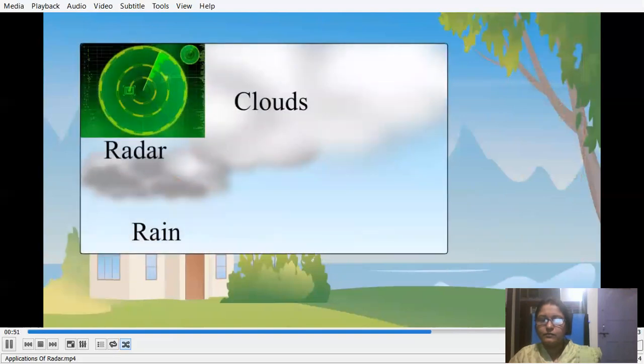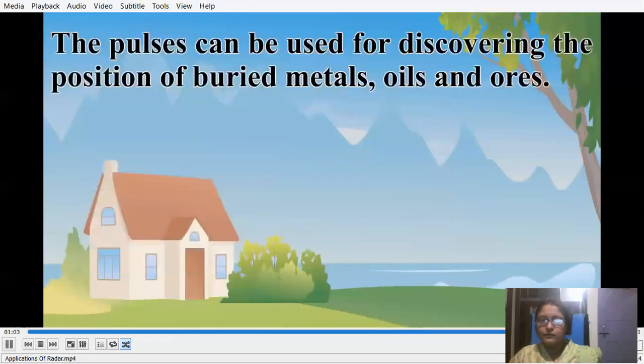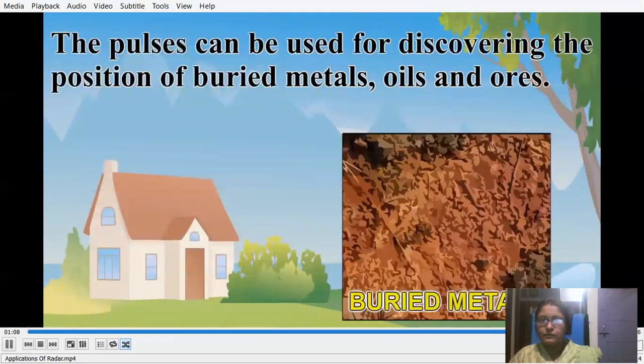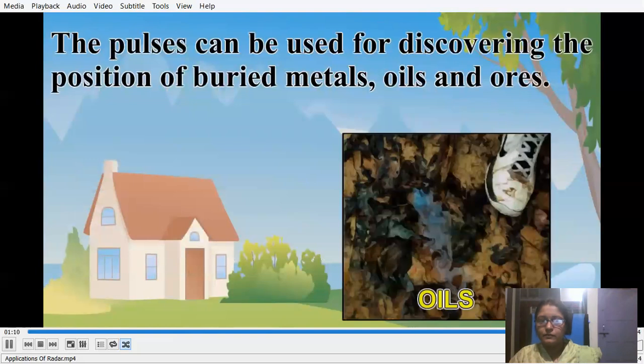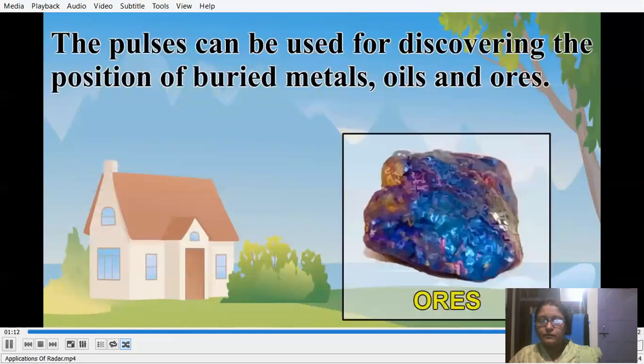Raindrops may reflect suitable radar signals and thus enable the meteorologist to measure the distance of the clouds with great accuracy for forecasting. The pulses can be used for discovering the position of buried metals, oils, and ores.